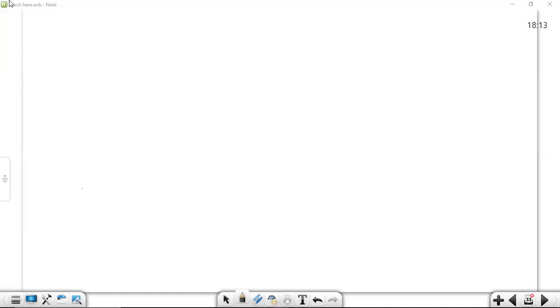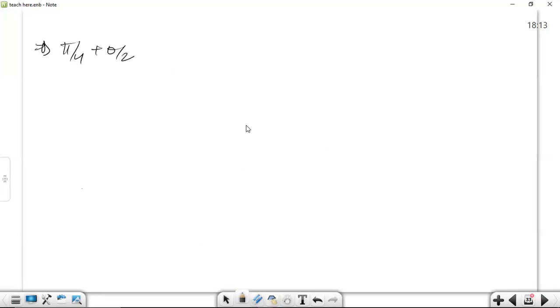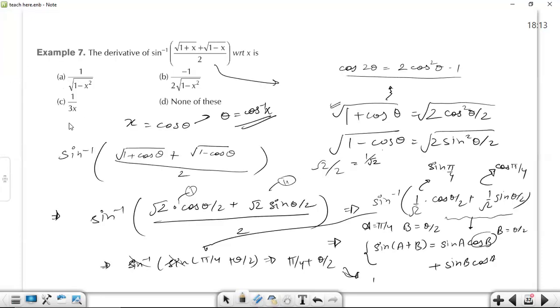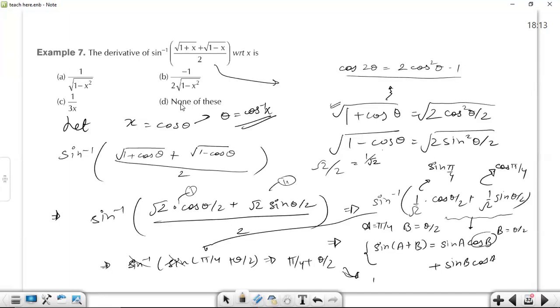So I guess now it should work. Yes, pi by 4 plus theta by 2. As earlier we see that theta is cos inverse x as per our assumption, because we have earlier let x as cos theta. So now we are reversing our assumption, and x was cos theta. So theta is cos inverse of x. So now pi by 4 plus theta by 2 is pi by 4 plus cos inverse of x by 2. Now let us try to match our options.